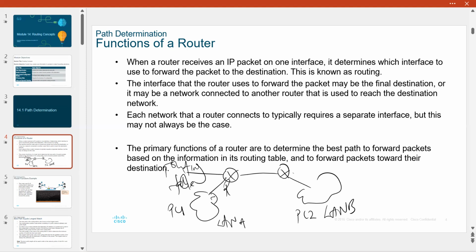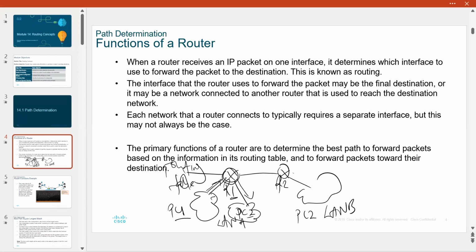Let's say this is router 1, this is router 2. Each network that the router connects to is typically directly connected. The interface that the router uses to forward the packet may be the final destination. I can have something like this, and I have PC2 here. This can be the final destination. If PC1 wants to send to PC2, when the packet arrives at this router, this is a directly connected LAN. The router forwards directly to PC2. That is a directly connected network.